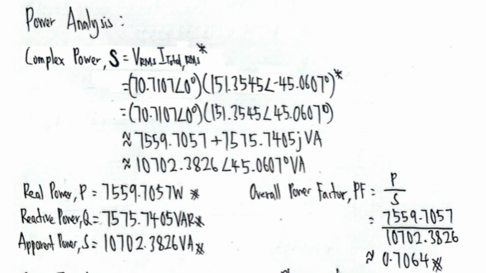So the value of the real power is equal to 7559.7057, and the reactive power will be equal to 7575.7405. The overall power factor formula is P divided by S, which are the values that we just got, and insert them into this formula. So the power factor will be equal to 0.7064.